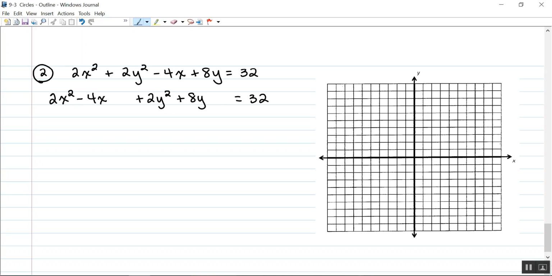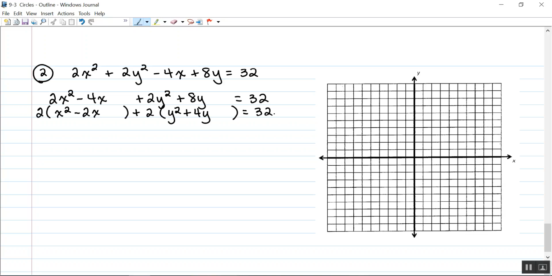So I need to complete the square with my x's and with my y's. The first thing I'm going to do is pull a 2 out of the x terms. That's going to leave me with x squared minus 2x, close the parentheses. I'll complete the square in the next step. Take a 2 out of the y terms too. Remember, I don't want a coefficient on my squared variable. That leaves me with y squared plus 4y, something, equals 32.